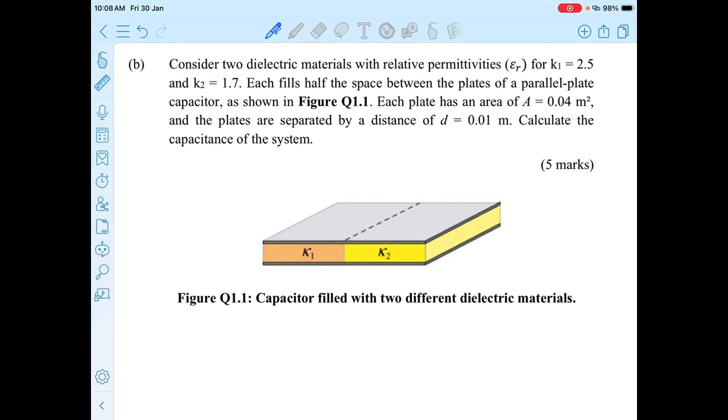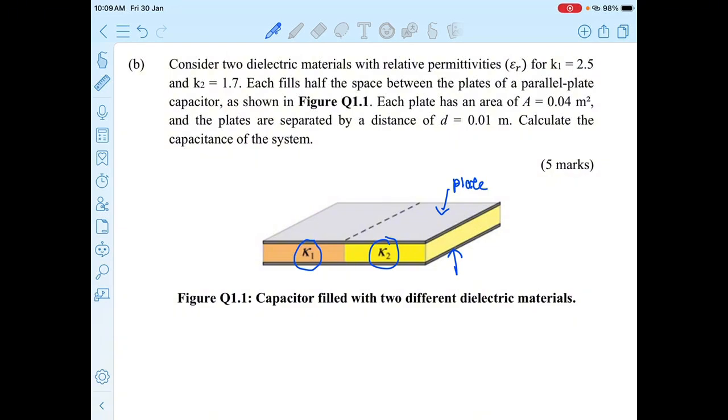Alright, we look at question 1B. So consider two dielectric materials with relative permittivity epsilon R. K1 is 2.5, and you have K2, which is 1.7. Each fills half the space between the plates. You can see the plates in gray color, the top plate and the bottom plate. So half of it is filled with K1 and the other half is K2.